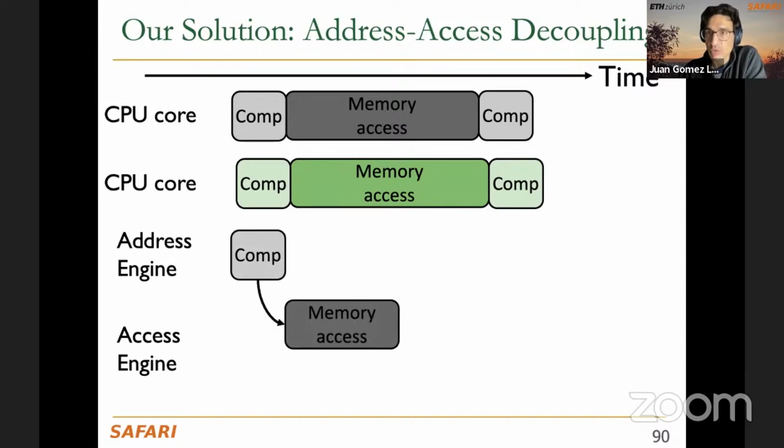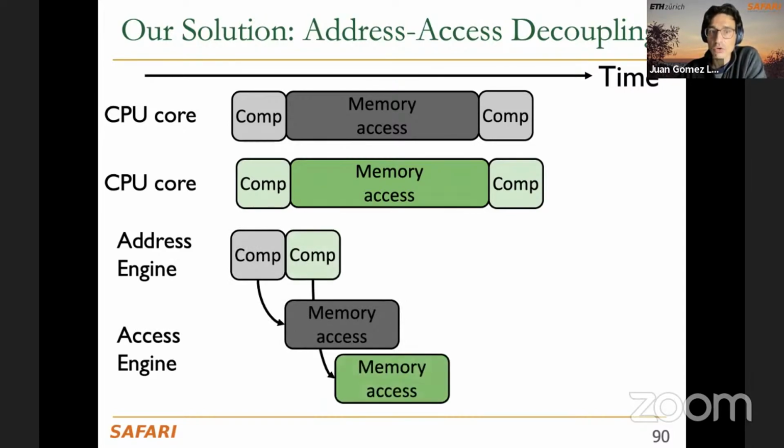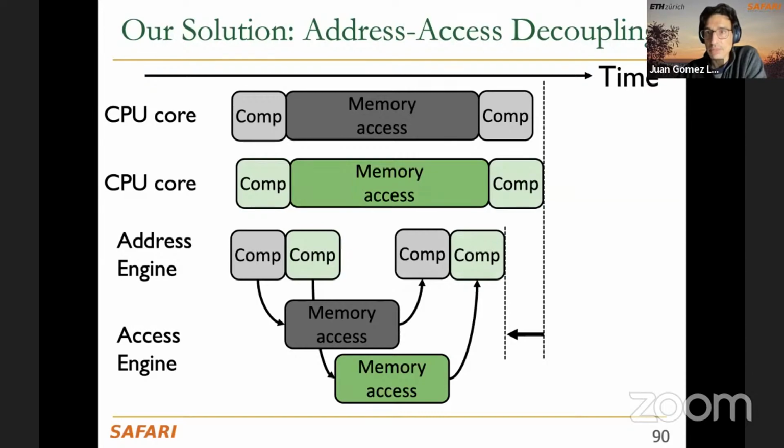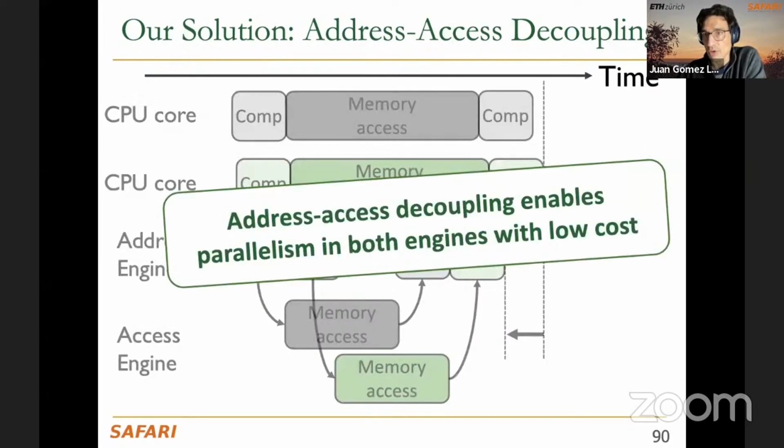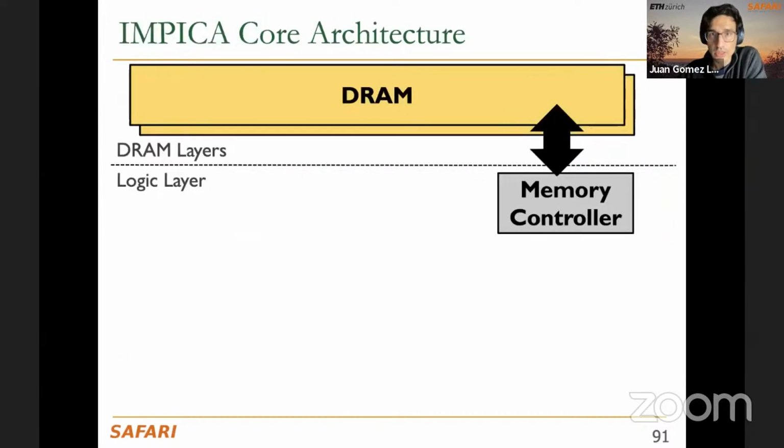With the address engine, we perform computation and calculate addresses that are going to be used by the access engine in order to access memory. So this way, we can exploit the parallelism, and we can overlap the computation and the accesses to memory. And this way, we will end up saving a significant amount of time with respect to the execution on the CPU. So this address access decoupling enables parallelism in both engines with low cost.